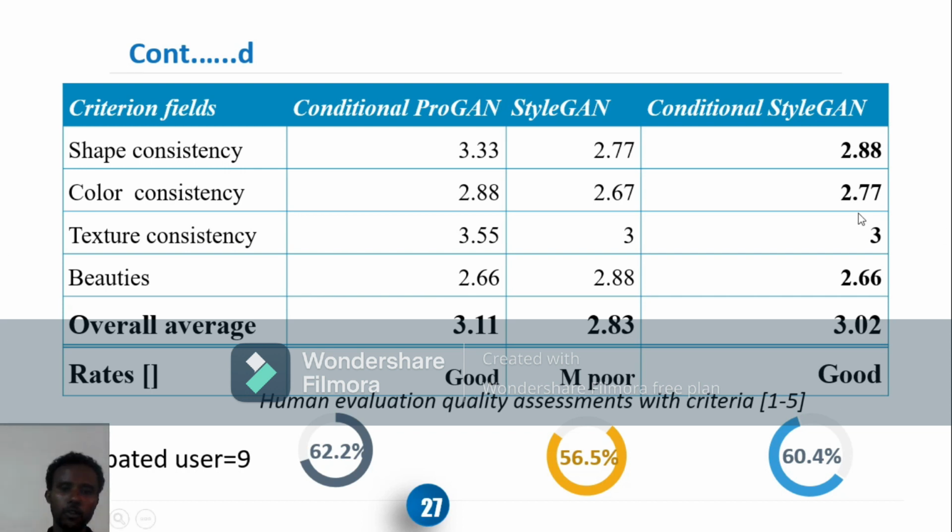So overall, when you compare with the others, the conditional progressive GAN achieves this one, whereas conditional StyleGAN achieves this one. The higher number shows the better result we achieved when we compare texture, shape consistency, and others on a 5-level grade. This is also a human evaluation assessment based on such criteria. So we achieved this with 39 users: 62.2% for conditional progressive GAN, whereas 56.5% for this one, and 60.4% for this one.